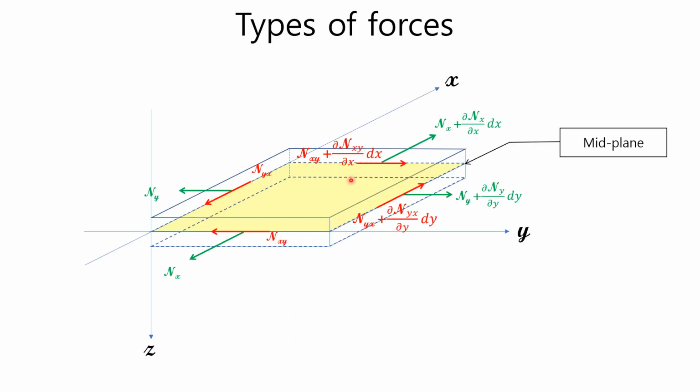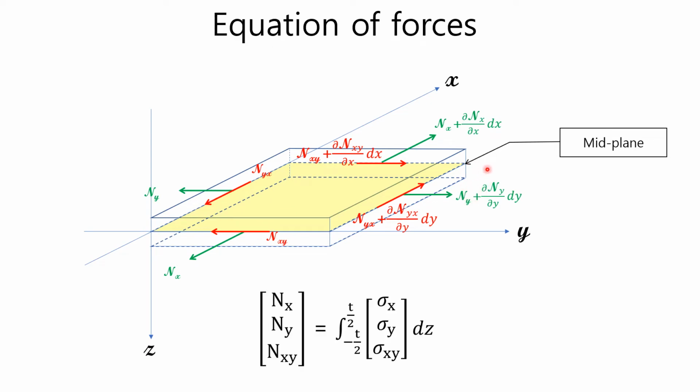All the forces on the tiny square piece of thin plate can be expressed as shown in the picture. We have 2 normal forces and 1 shear force, because Nxy is equal to Nyx. We have just 1 shear force.